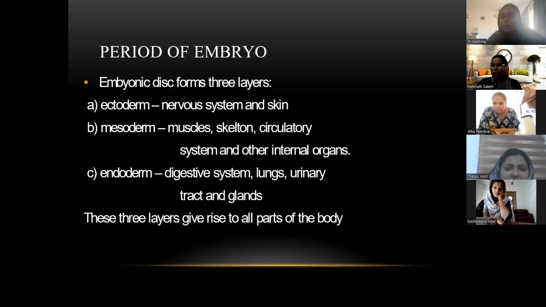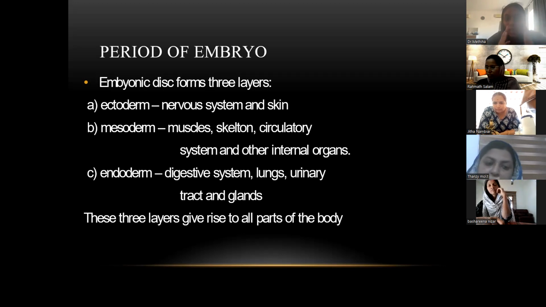That means the embryo, initially before developing, is divided into 3 layers: ectoderm, mesoderm, and endoderm. Ectoderm develops into the nervous system and skin. Mesoderm: muscles, skeleton, circulatory system, and other internal organs. And endoderm: the digestive system, lungs, urinary tract, and glands. Okay. Finally, these layers give rise to all the parts of the body. Okay, next. I think there is a photo for that.